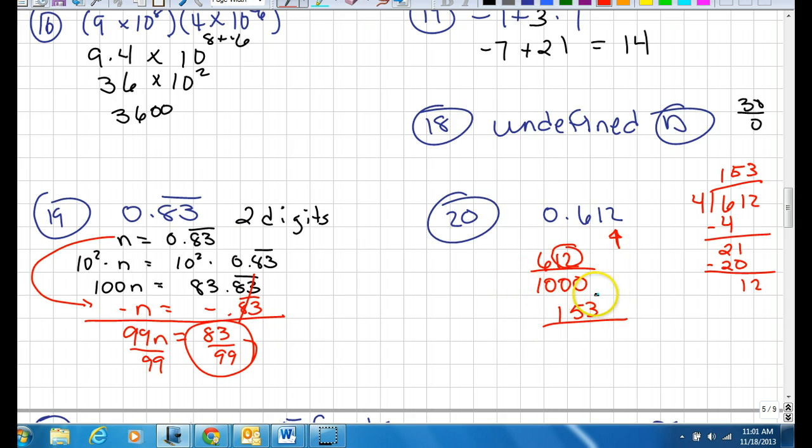And I know that 1,000 divided by 4 is 250. It'd be like taking $1 and splitting it 4 ways. You know it's going to be like a quarter. Okay? So that's your answer on that one.